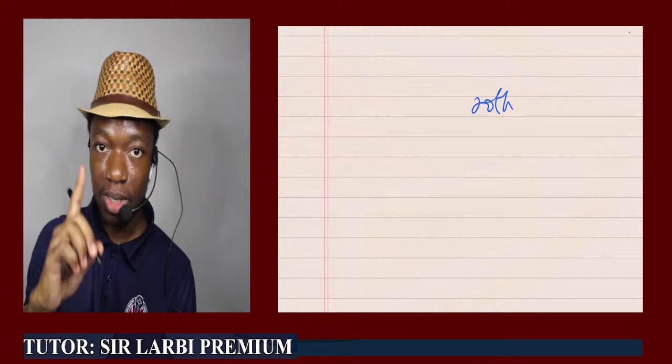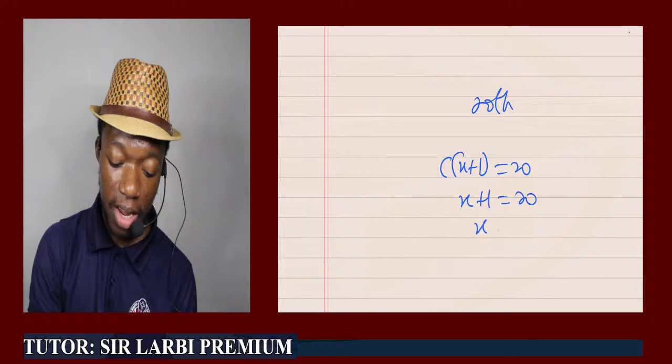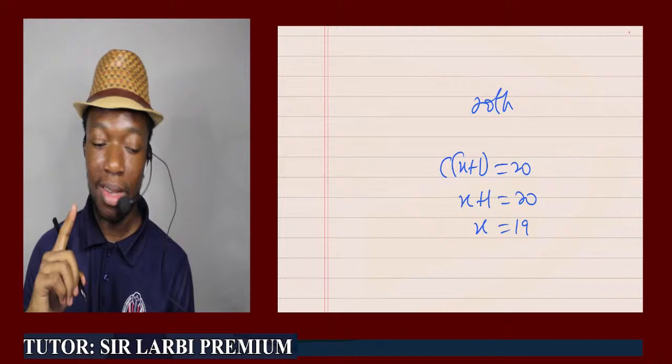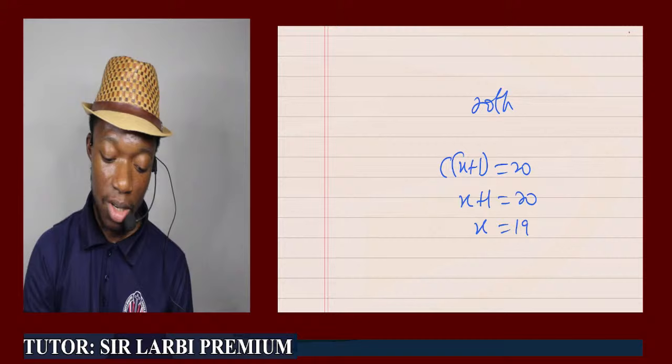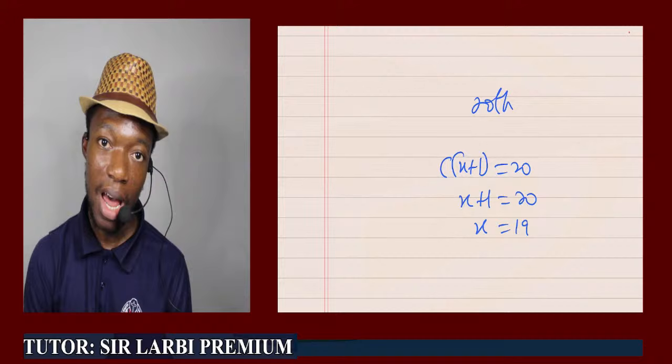And that should be equal to 20. So x plus 1 equals 20, which means x is equal to 19. So the marginal cost of producing the 20th item means we produce 19 output. That means you are going to differentiate the cost function. Once you differentiate, you just substitute 19 into it, and that will give you the marginal cost of producing the 20th item.